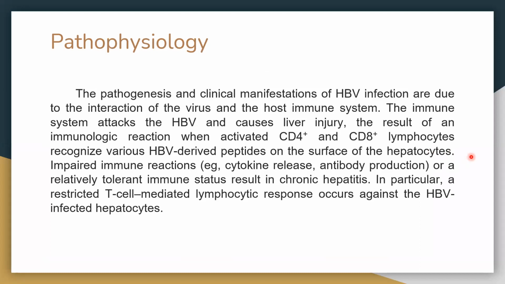the interaction of the virus and the host immune system. The immune system attacks the HBV and causes liver injury, the result of an immunologic reaction when activated CD4 and CD8 lymphocytes recognize various HBV-derived peptides on the surface of the hepatocytes. Impaired immune reactions or a relatively tolerant immune status result in chronic hepatitis. In particular, a restricted T-cell mediated lymphocytic response occurs against the HBV-infected hepatocytes.